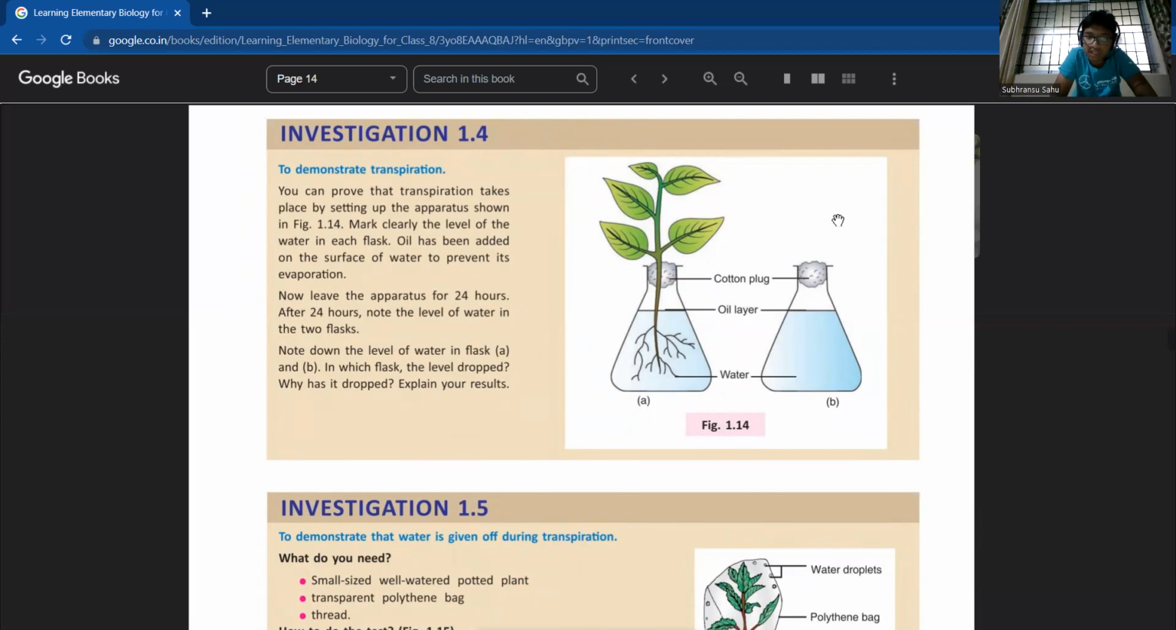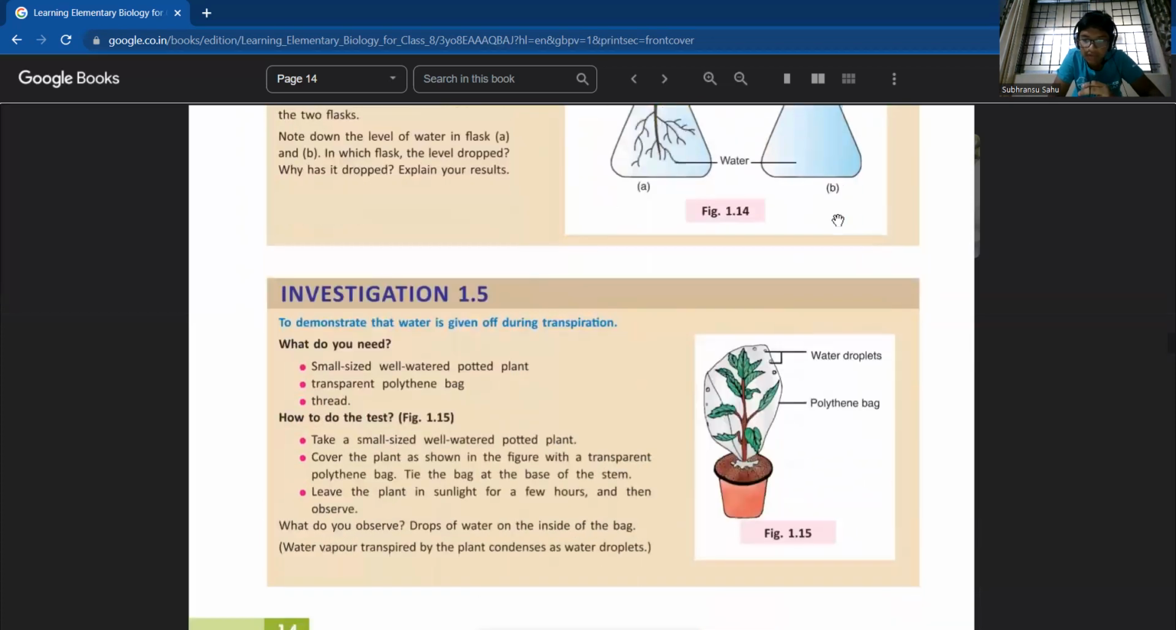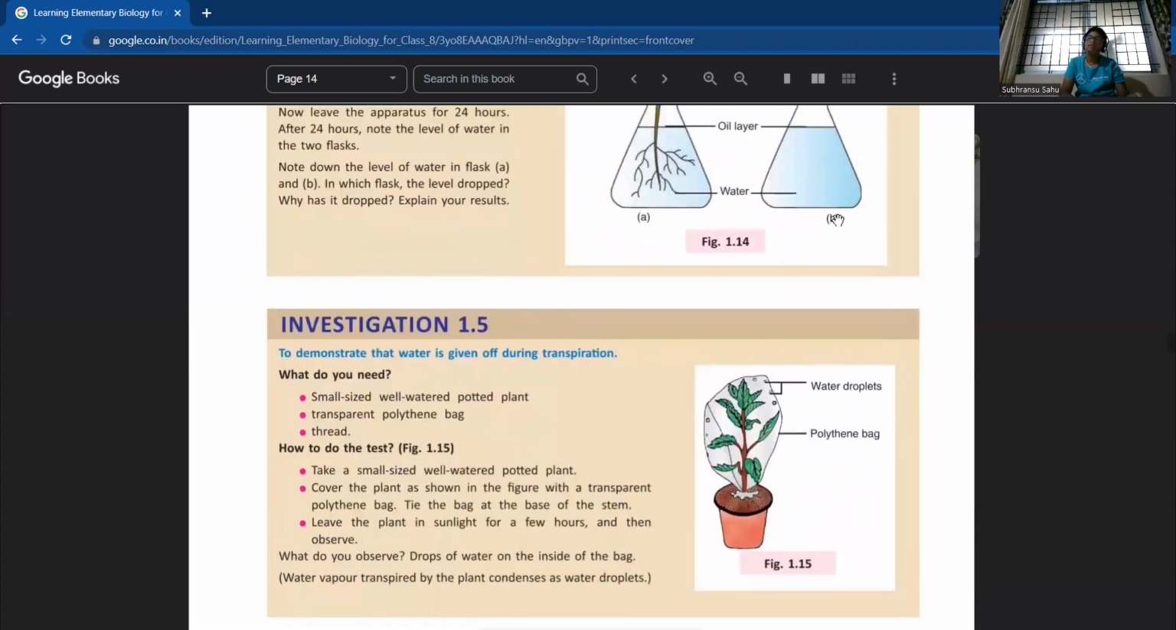Next, we should notice the level of water. We can see that in the flask in which the plant is placed, the level of water in the oil is way lower. So we can conclude from this experiment that the level of water in flask A is less than flask B because of the excess transpiration.